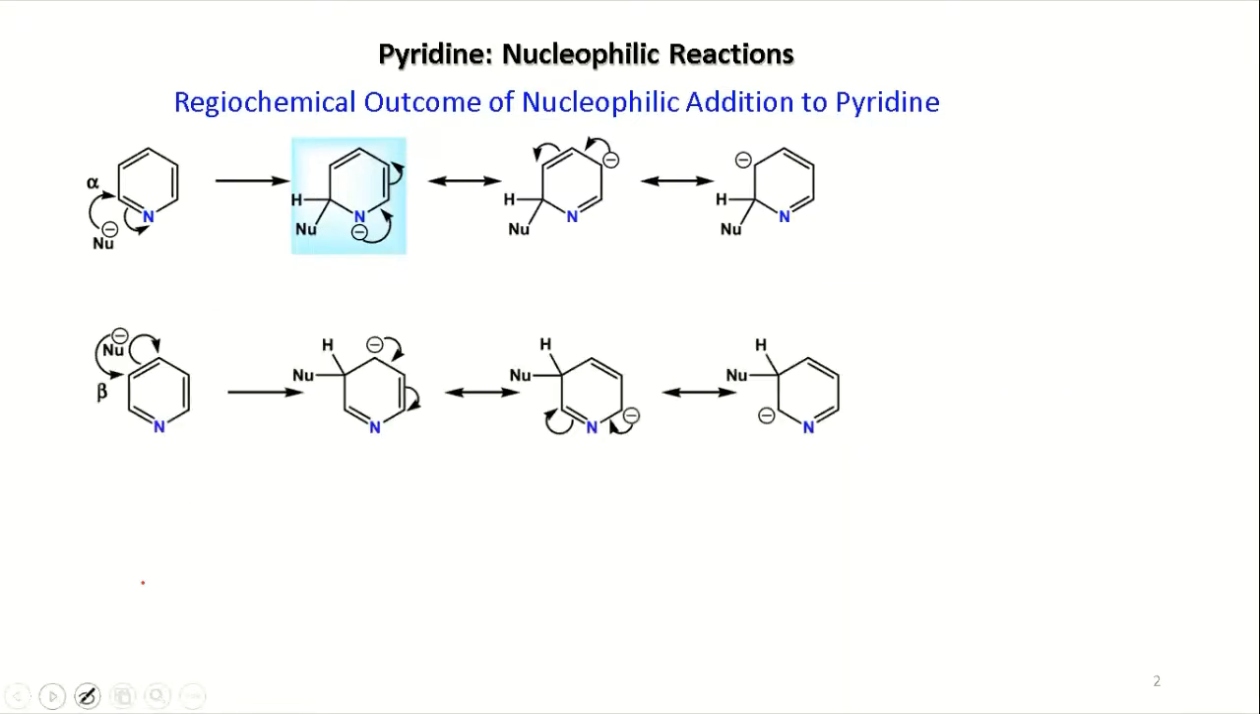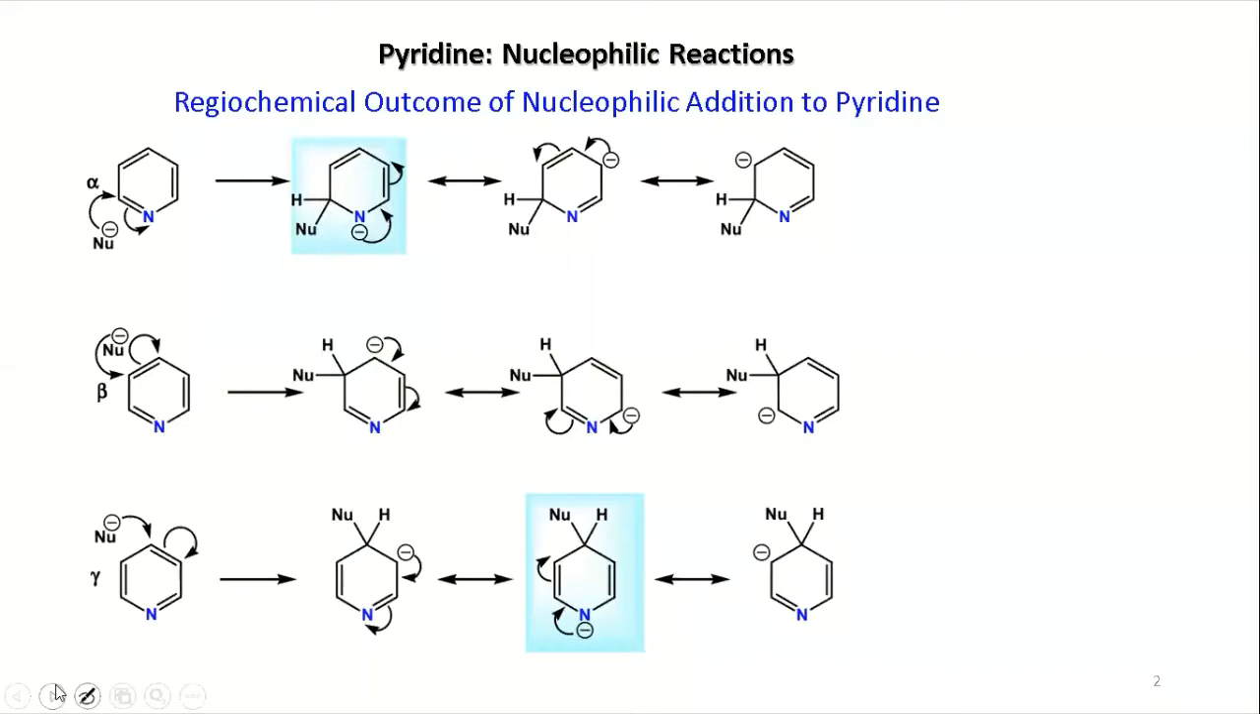What about the beta position? If the nucleophile is attacking the beta position, we see the electron movement here. And if you further move the electrons, you will see that always the carbon will have the negative charge. In this case, none of the resonating structures you will find has nitrogen having the negative charge. So there is relatively less preference over the alpha atom. Now let us look at the gamma.